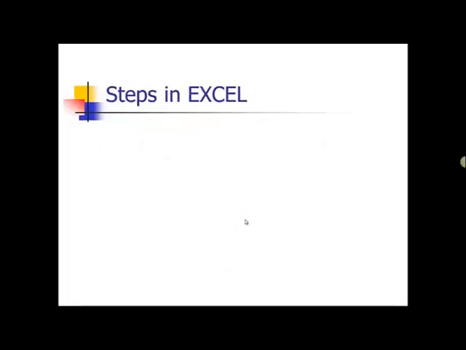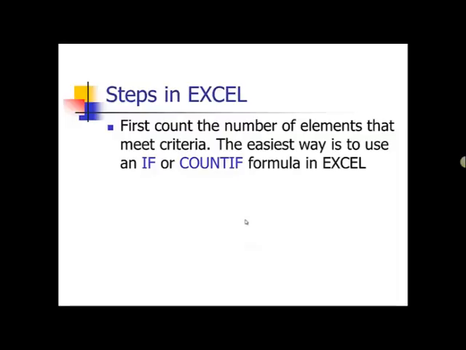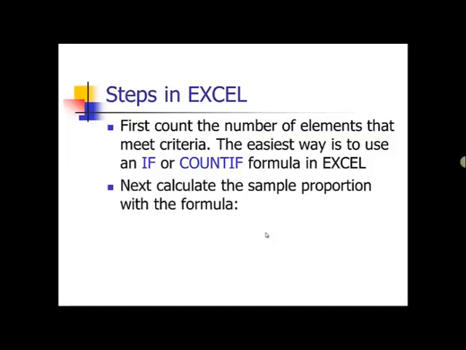All right, so in Excel, we've got some data set and we want to use it to calculate the confidence interval for the proportion that meets some criteria. First of all, we need to determine from our data set how many observations meet the criteria. And we can use an if function or a countif function. We can actually use a pivot table, a number of different ways we can do this in Excel. And then we calculate the sample proportion by saying, how many observations met the criteria divided by the sample size. So this gives us our p hat, our point estimate.